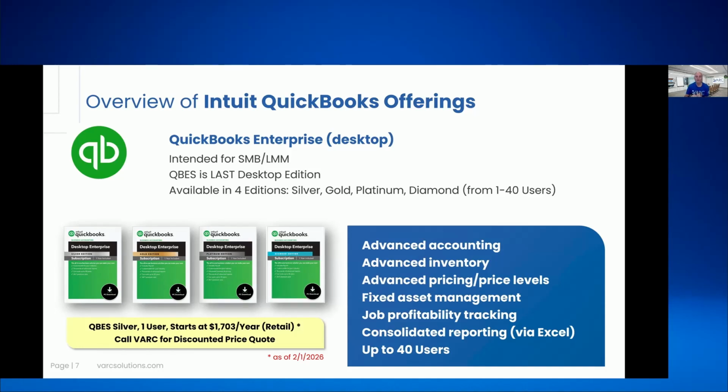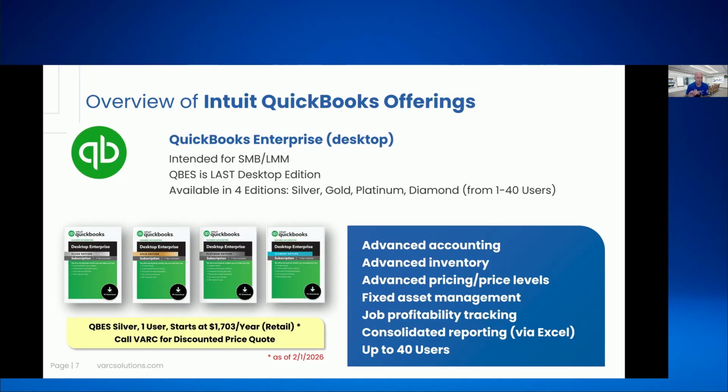In fact, it comes in 4 different flavors: silver, gold, platinum, and diamond. Everything from 1 user all the way up to 40 users. And with QuickBooks Desktop, there are actually quite a lot of advanced features and functionalities that you can get, especially as you move up the tiers. Advanced inventory capabilities, being able to do manufacturing, what I would call light manufacturing. Assemblies is a feature within QuickBooks Enterprise Desktop. You can also do things like fixed asset management and job profitability tracking. If you've got multiple entities, you can do consolidated reporting. And again, you can go up to 40 users.